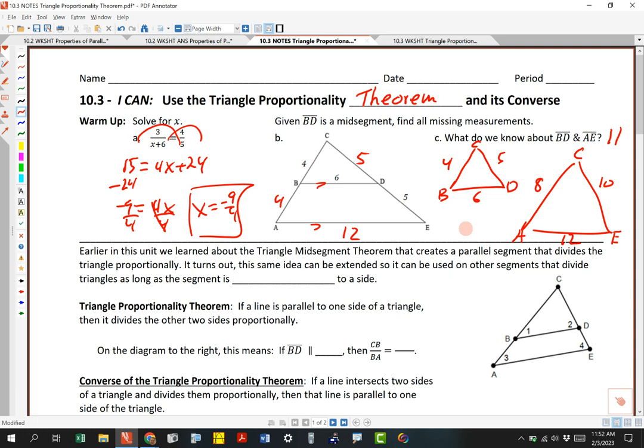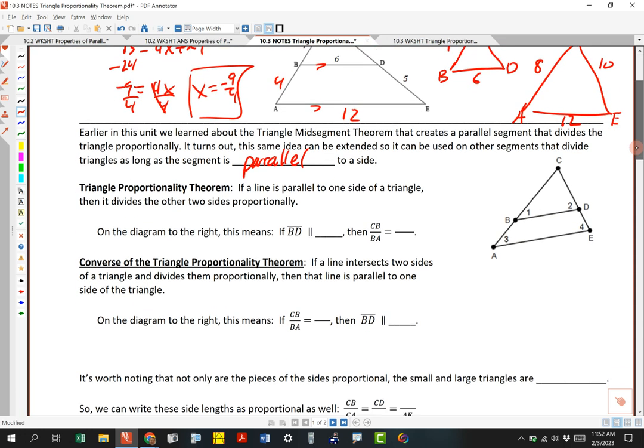Well, it actually turns out we can extend that idea so it can be used on other segments that divide the triangle, as long as the segment is parallel, and this is the key, it's got to be parallel to a side. Okay? So this is the triangle proportionality theorem, and we'll do its converse in just a second. If a line is parallel to one side of the triangle, then it divides the other two sides proportionally.